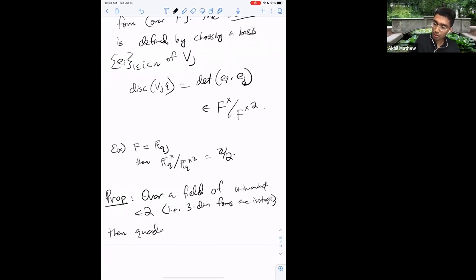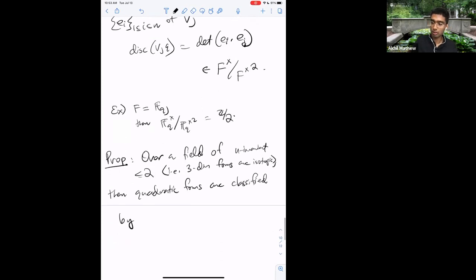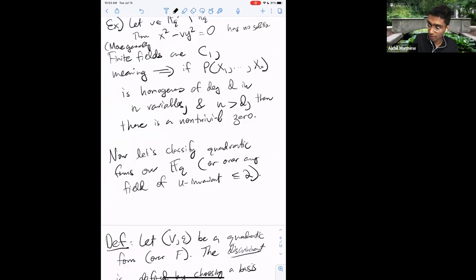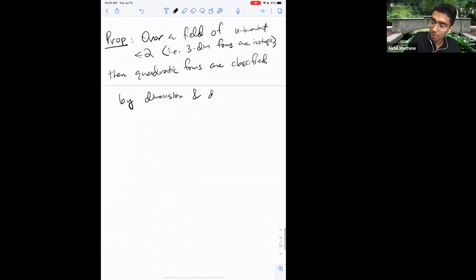then quadratic forms are classified by the dimension, which is a non-negative integer, and the discriminant. So that's the theorem.